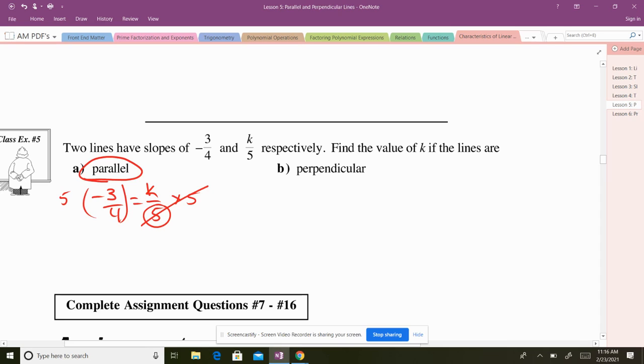You can turn 3/4 into a decimal if you want. But if you're going to take pre-calc 11 math next year, you got to be able to deal with fractions. How do you multiply fractions? Top times top, and then bottom times bottom. 5 is just 5 over 1. So you get negative 15 over 4 is equal to k. If you do the decimal, what's 15 divided by 4? 3.75.